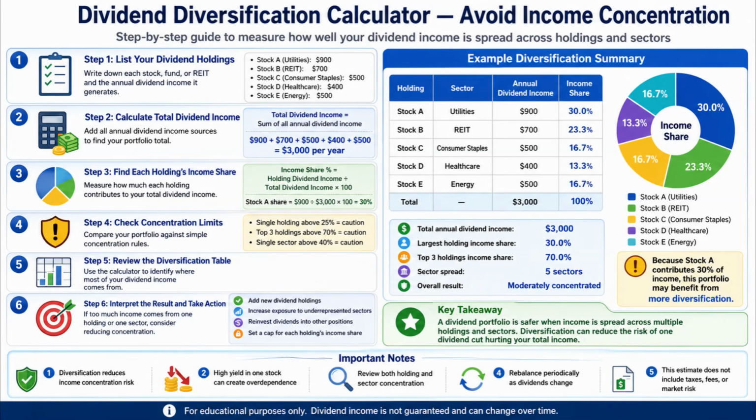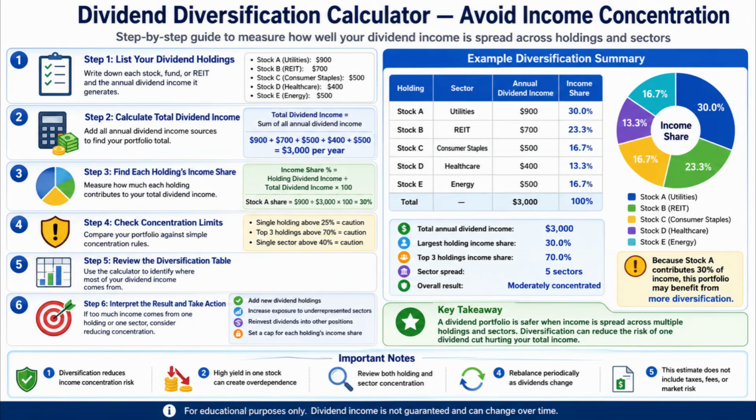After that, we find each holding's income share. The formula is holding dividend income divided by total dividend income, multiplied by 100. For example, stock A produces $900 out of the total $3,000 dividend income. So, $900 divided by $3,000 multiplied by 100 equals 30%.